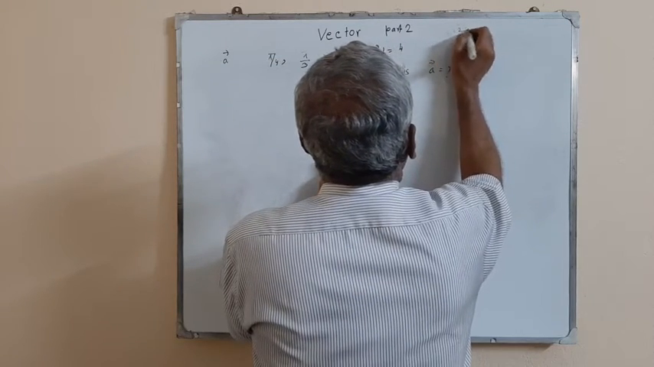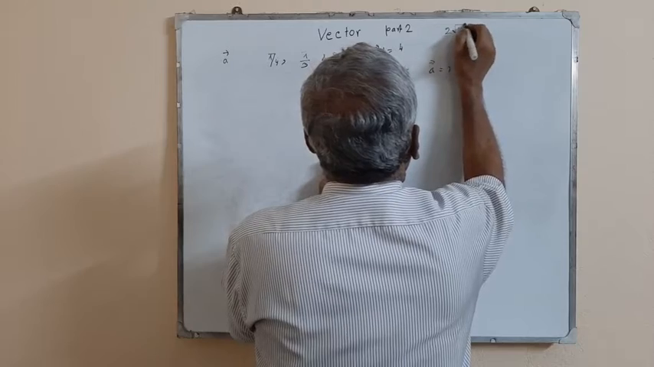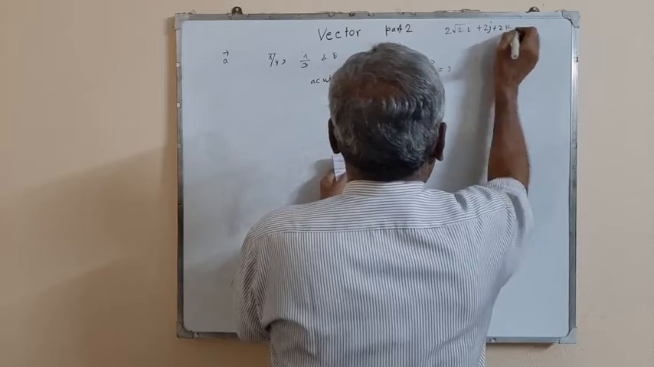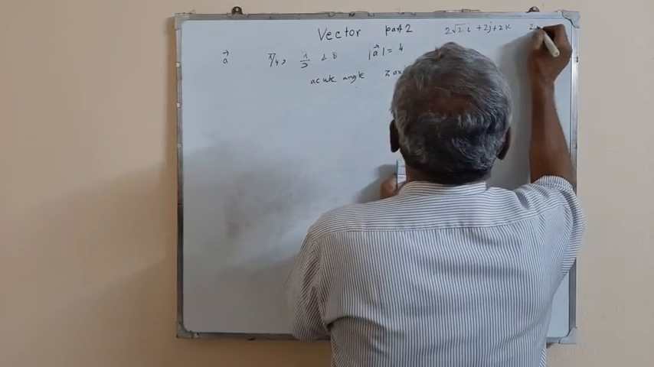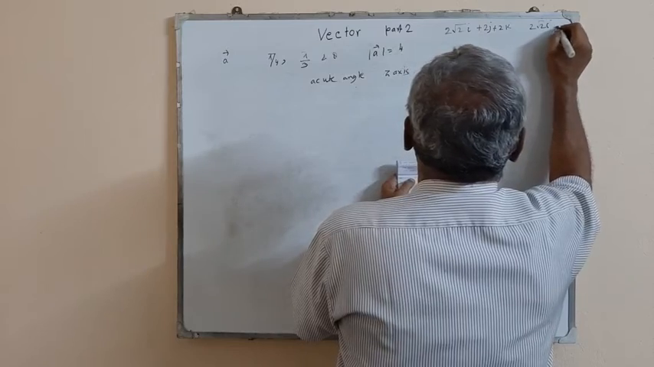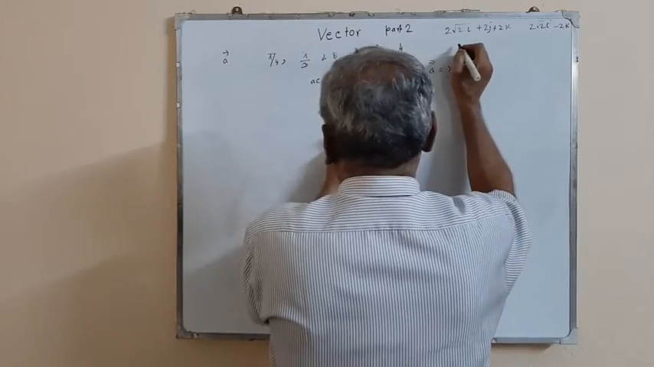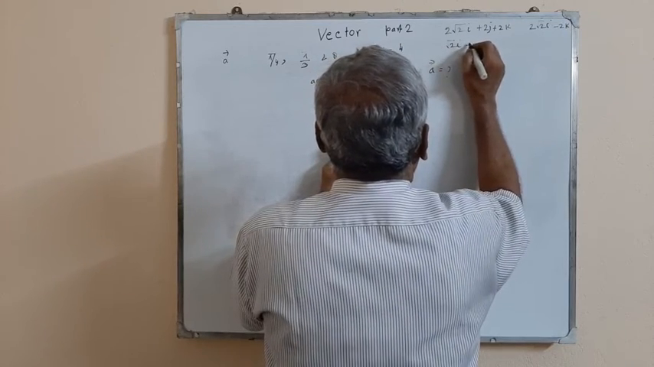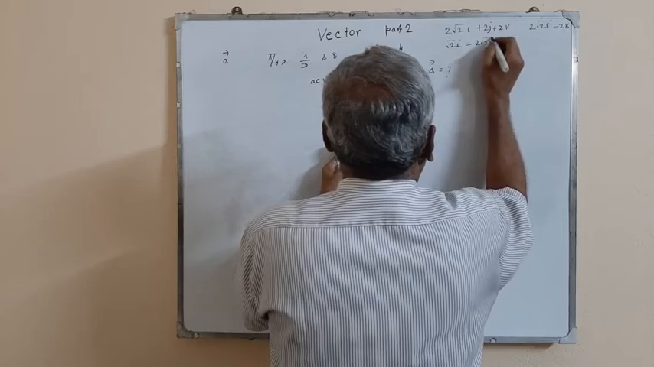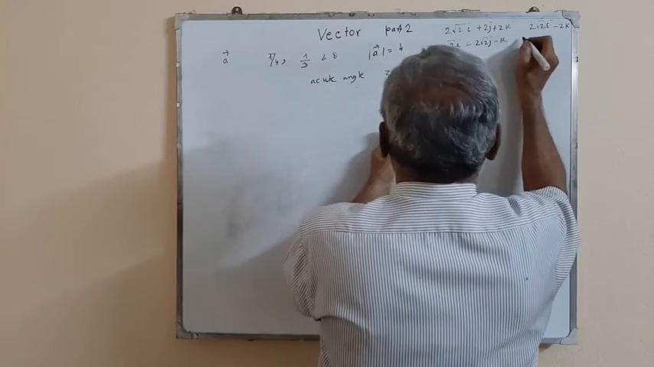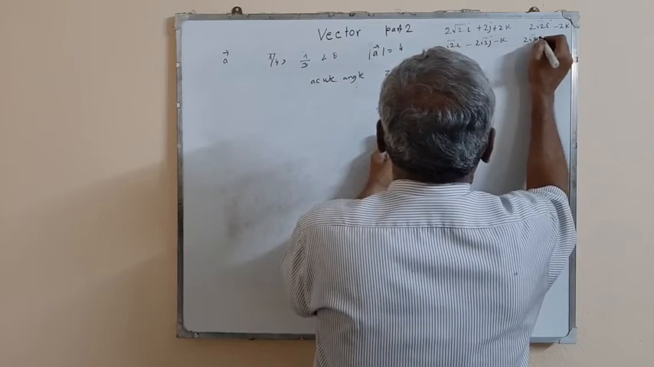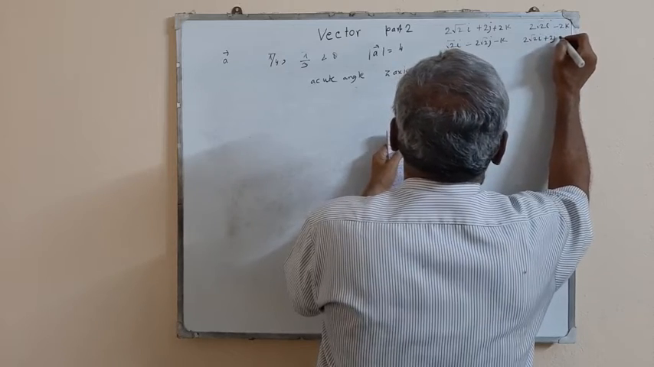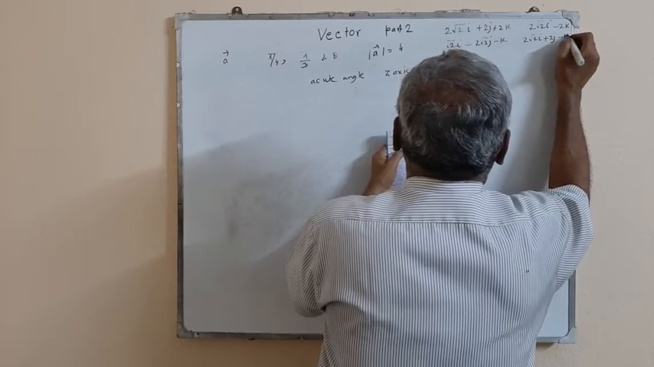The first option is 2 root 2 i plus 2 j plus 2 k. Second, 2 root 2 i minus 2 k. Third option, root 2 i plus minus 2 root 2 j minus k, and fourth option is 2 root 2 i plus 2 j minus k.